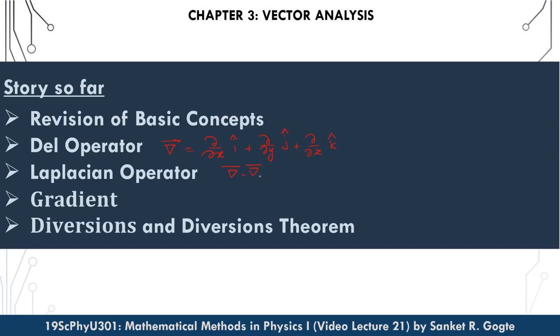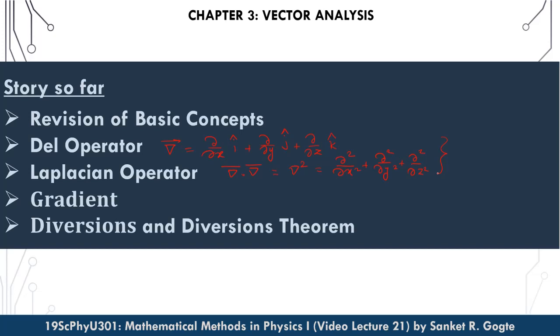Now since it is a dot product, it turns out to be a scalar operator and it is a second order differential operator, which is dou 2 by dou x2 plus dou 2 by dou y2 plus dou 2 by dou z2. Now both these operators, the del operator and the Laplacian operator, have no values at any given point in space, but when you operate them onto a scalar or vector field, then you can associate a value with that operation.